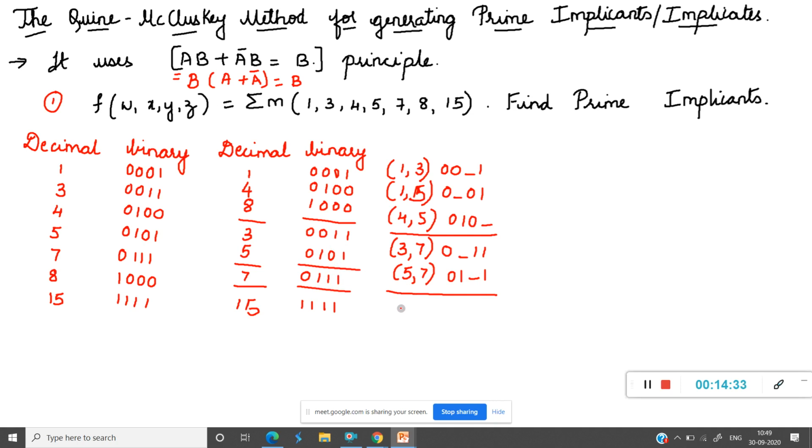Put a dash like this. Okay, students. Can we compare the third group with fourth, 7 with 15? Yes, only first bit is different. Others all are one, no here. So students, I will write here 7, 15. So it is dash 1, 1, 1 like this. Okay, so we have compared now.